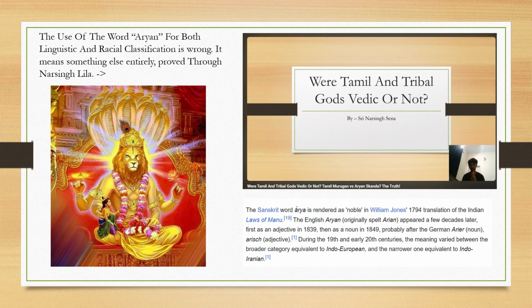But here's another catch. The use of the word Aryan for both linguistic and racial classification is wrong. It means something else entirely. And what does it mean basically? It means being noble. It doesn't have any racial or linguistic value.